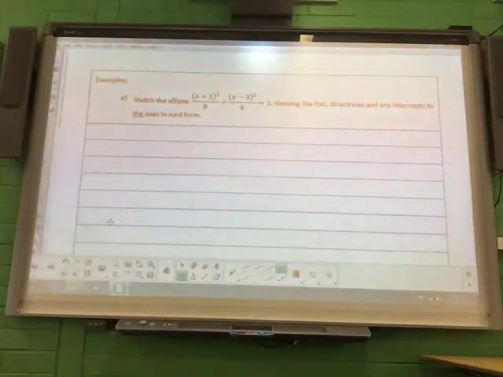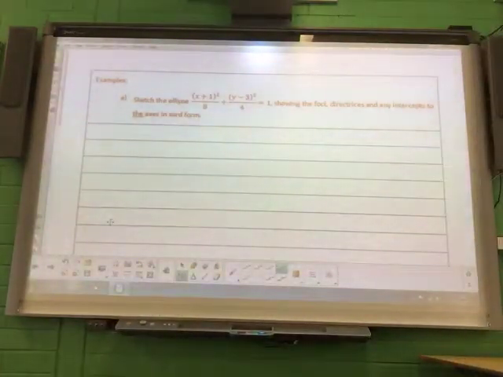Showing the foci, vertices, and any intercepts to the axis in surd form. Okay, so we need to first observe which value is greater, the A value or the B value. Yes, but we need to know where it's going to lie generally, so that we'll get an idea what we're doing. The 4 smaller, the 8 bigger here.